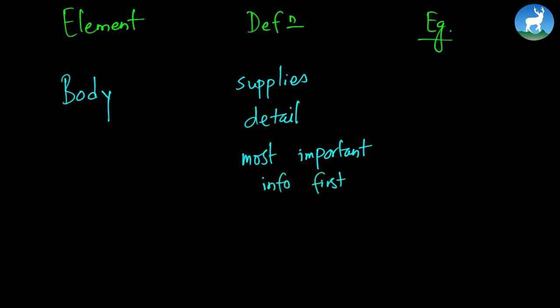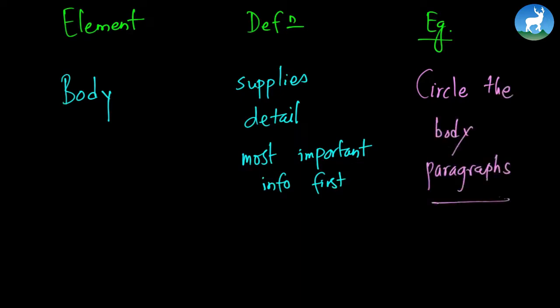So as a classwork right now, I want you to circle the body paragraphs from the sample news report that you have in your book. So take out your book, go to the page where there is the sample news, and as a classwork right now, circle the body paragraphs and come back and we'll continue with this lesson. Did you circle all the body paragraphs? Very good.